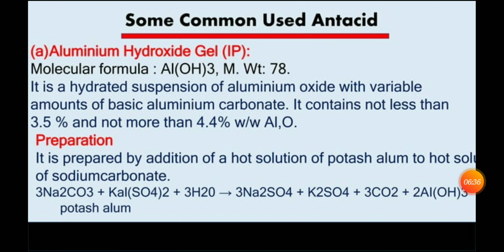Aluminum hydroxide gel. See the molecular formula, and the molecular weight is 78. It is a hydrated suspension of aluminum hydroxide with variable amounts of basic aluminum carbonates. It contains not less than 3.5% and not more than 4.4% weight by weight of aluminum oxide. So this is just the properties information about aluminum hydroxide gel, and the preparation, how to prepare the aluminum hydroxide gel.